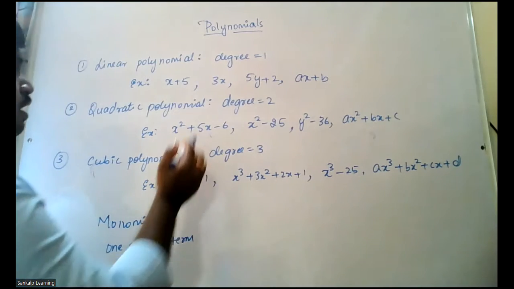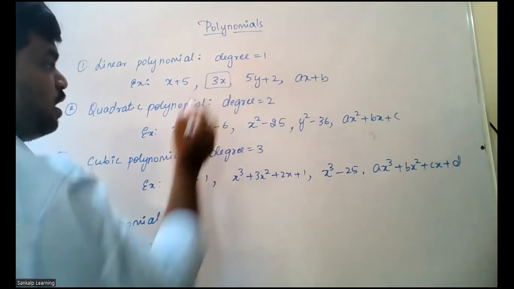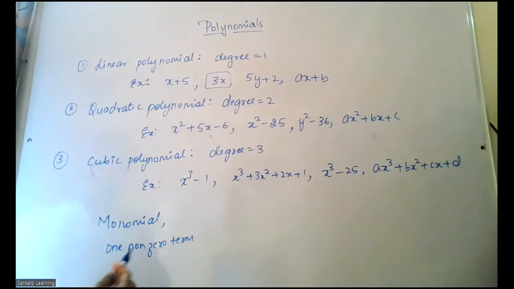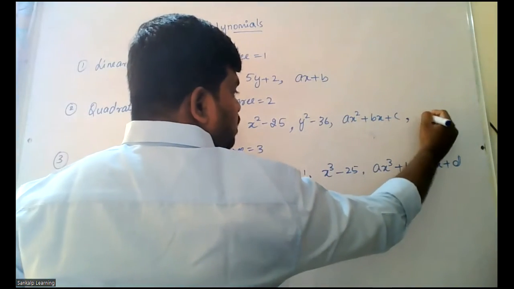For example, here, if you observe, this is a monomial, isn't it? Any other monomials? No. That's it. So this is a monomial. Or let me take one more example here.